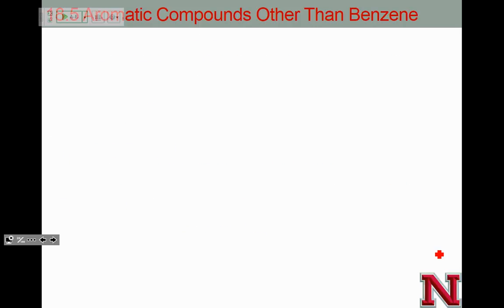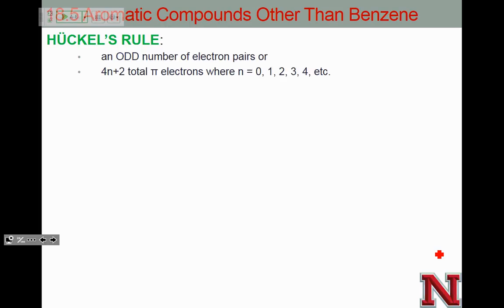So there are aromatic compounds other than benzene, and they can follow Huckel's rule. And again, that's at 4n plus 2 pi electrons. Or you might see this as an odd number of electron pairs. You will see that if you have an odd number of electron pairs, it will always agree with Huckel's rule. But if you just know Huckel's rule, that makes sense. And n can equal 0 if you have a closed loop of p orbitals. So a closed loop of electrons.